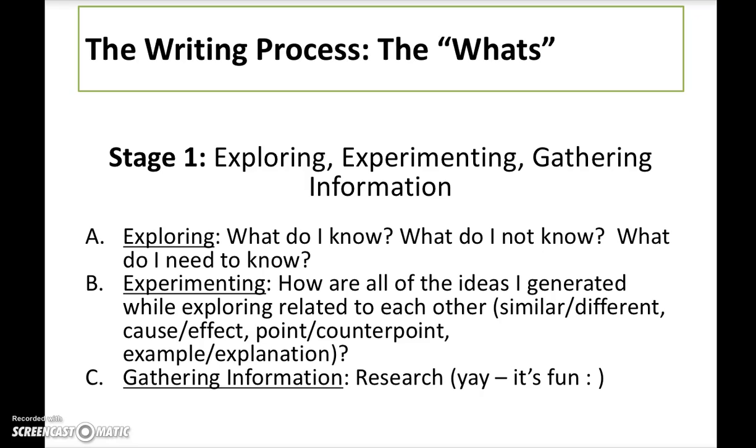The next part of stage one is to experiment. Once you've figured out what you know, what you don't know, and what you need to know, you can begin drawing relationships between the ideas you've generated. Are you seeing any patterns in the information you've written down? Do you use any descriptive words? Do you see any similarities or differences in the items you've written down? Is there a cause and effect relationship developing?